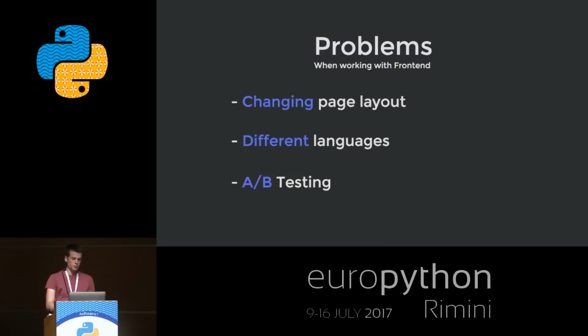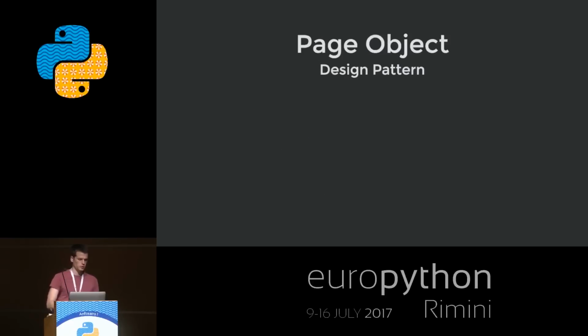But Selenium recommends an object design pattern for this page. It's called the page object design pattern, and it is, of course, what it says. It's an object for every page, so we would have an object for our login page, we would have an object for our news page, and so on.